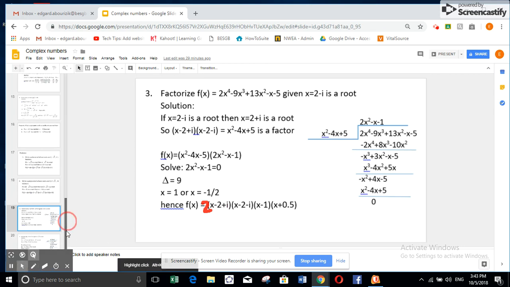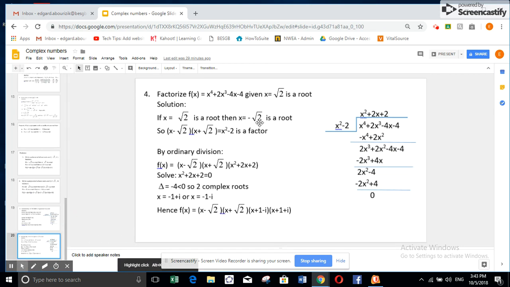Another example, last example, suppose I want to factorize. Here I gave you radical 2. If x equal radical 2, also x equal minus radical 2 is a root. So x minus radical 2 is a factor, and x plus radical 2. If you do (a - b)(a + b), x squared minus 2. So if you divide this whole thing by x squared minus 2, you can pause the video and check that this is all correct. The other factor is x squared plus 2x plus 2.